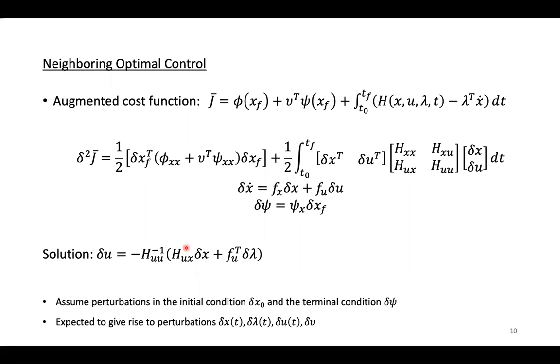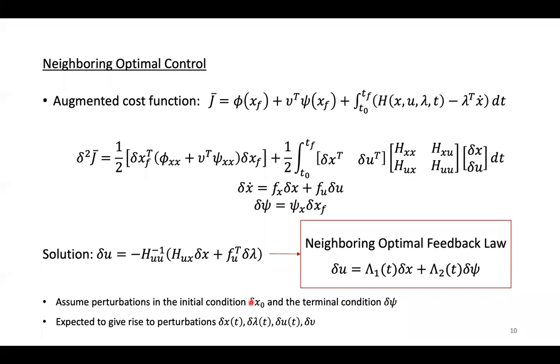Trust me, if you understand the derivation that we had gone through in the previous slides, adding these extra cross terms is not going to change a lot. But this solution is again in the form of the state and co-state. But you want to get to this format, which we call the neighboring optimal feedback law, where delta x is the feedback state that you are getting, and delta psi is already something that you know, the terminal condition perturbation that is given to you.